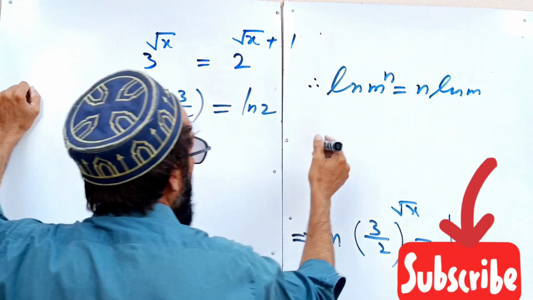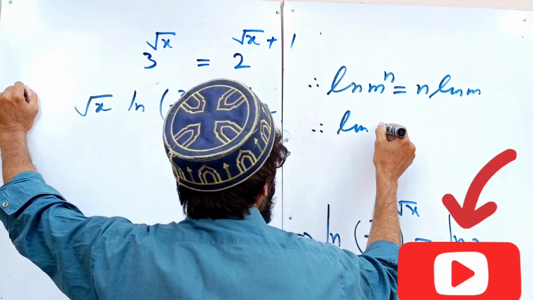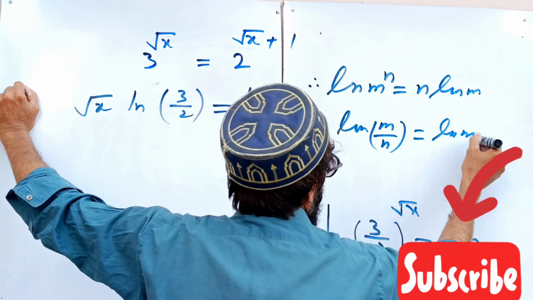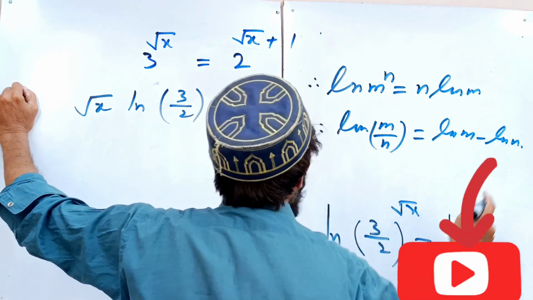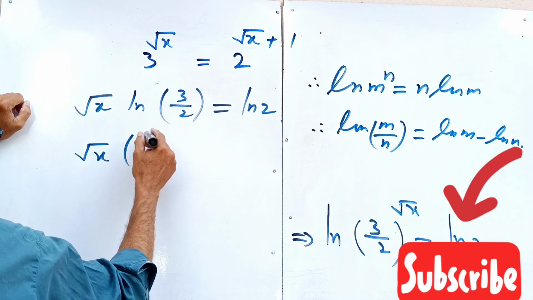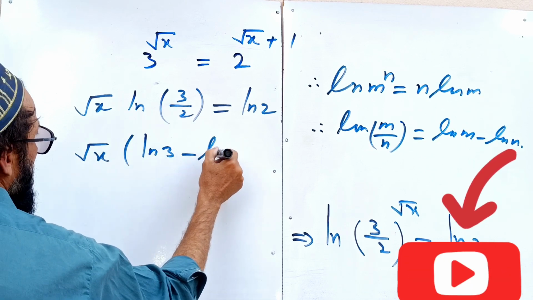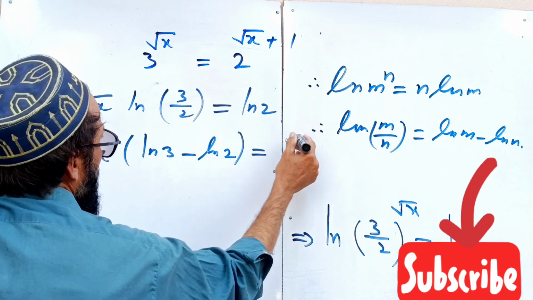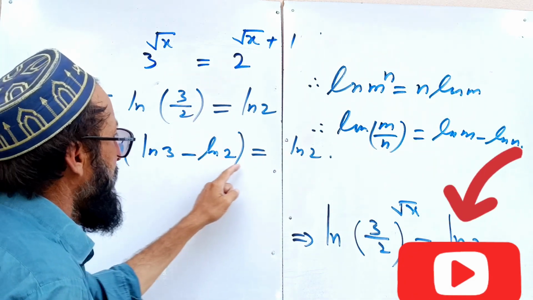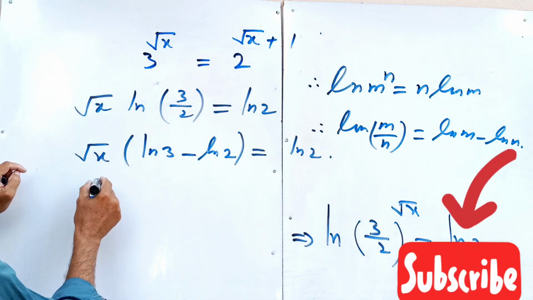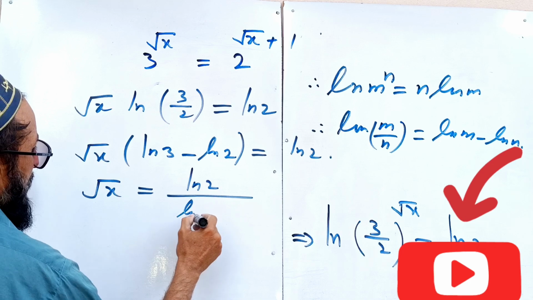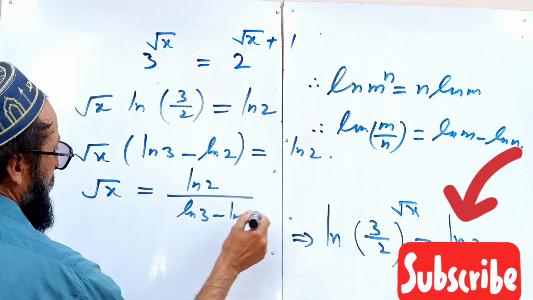First of all, we can apply this rule: log of m divided by n is equal to log of m minus log of n. According to this rule, we can simplify this one: log of 3 minus log of 2 is equal to log of 2. Dividing both sides by this term, square root of x is equal to log of 2 divided by log of 3 minus log of 2.